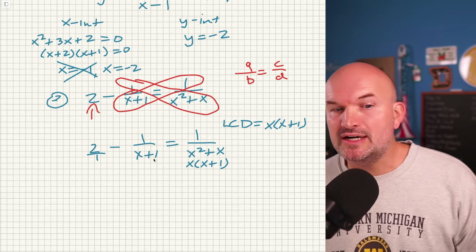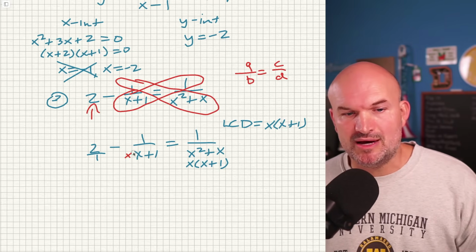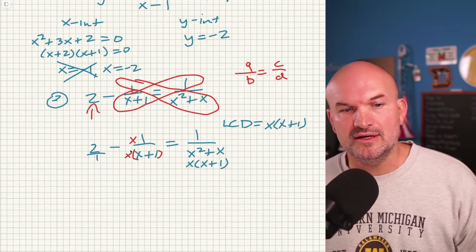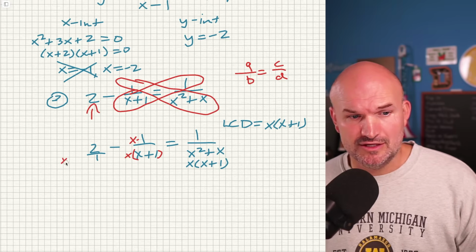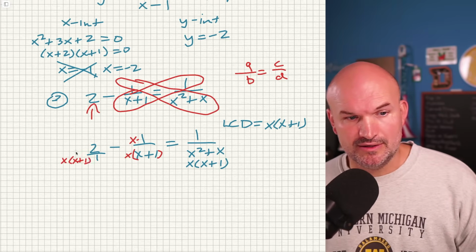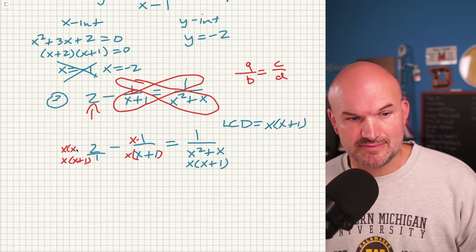Now remember, to create equivalent fractions, whatever you do in the denominator, you have to do in the numerator. So over here, I already have an x plus 1. So I'm just going to multiply by an x. Whatever you do in the denominator, make sure you do in the numerator. And then over here, I don't have anything, so I'm going to multiply that times an x plus 1, and then x times an x plus 1.